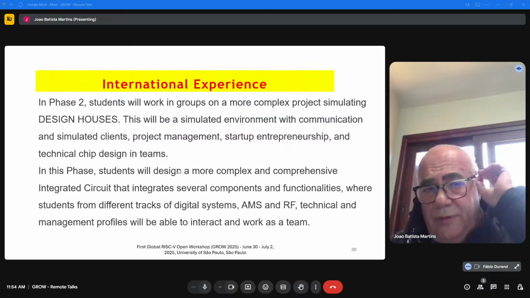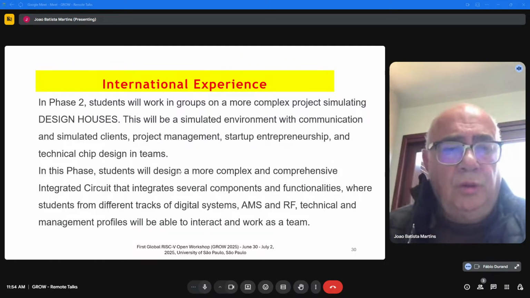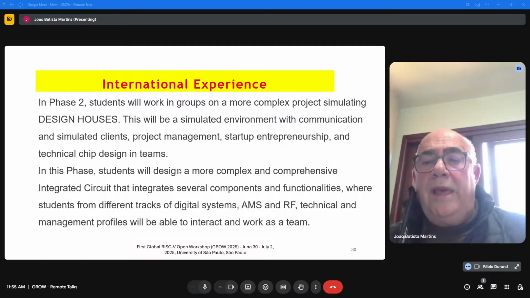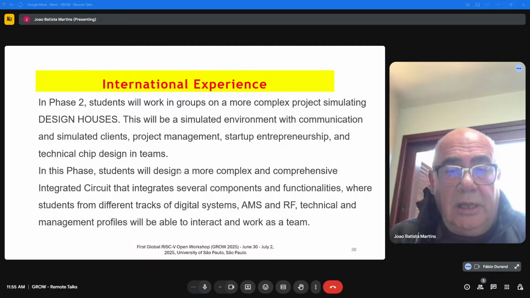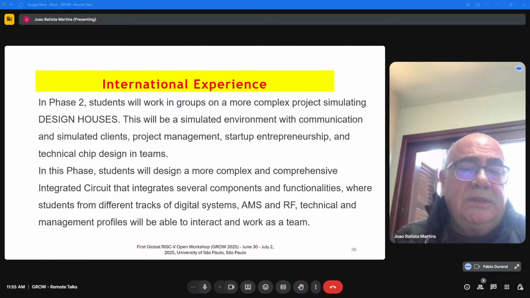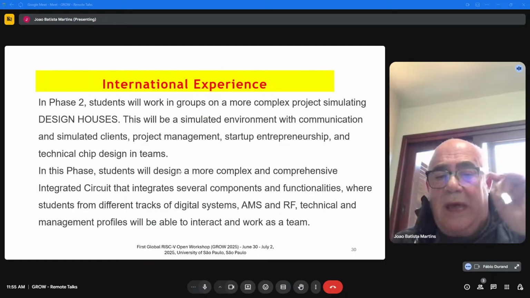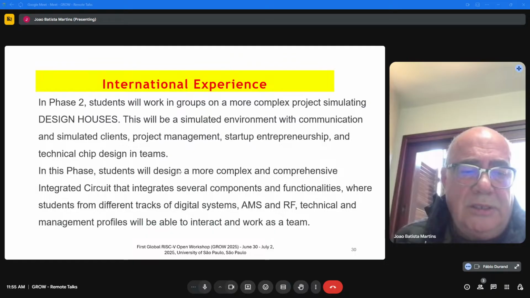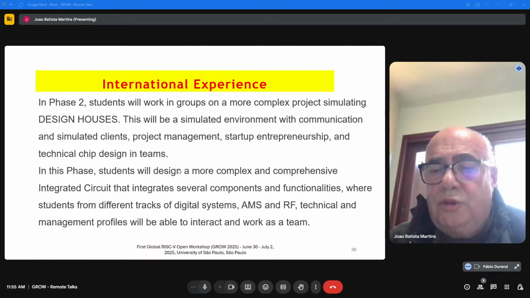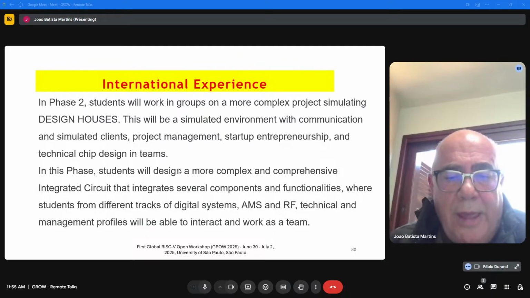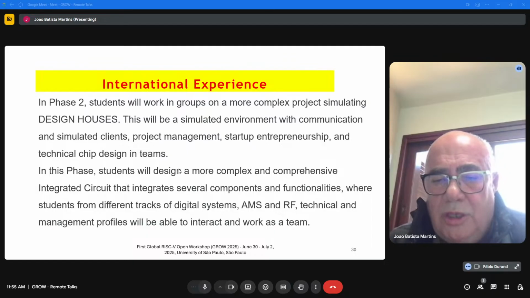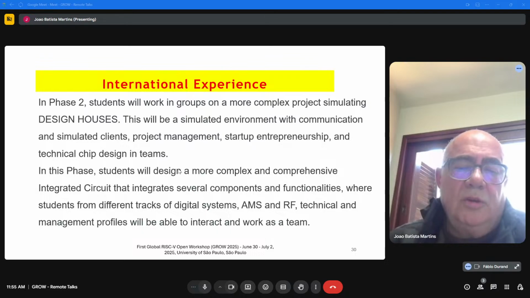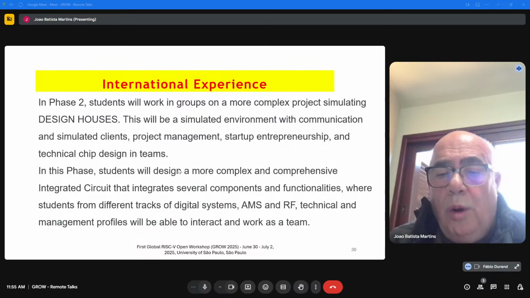Phase 2 is the international experience. In phase 2, students will work in groups on a more complex project simulating a design house. This will be a simulated environment with communication and simulated clients, project management, startup entrepreneurship, and a technical chip design team. In this phase, students will design a more complex and comprehensive integrated circuit that integrates several components and functionalities, where students from different tracks of digital systems, analog, and RF, and the management profiles will be able to interact and work as a team.